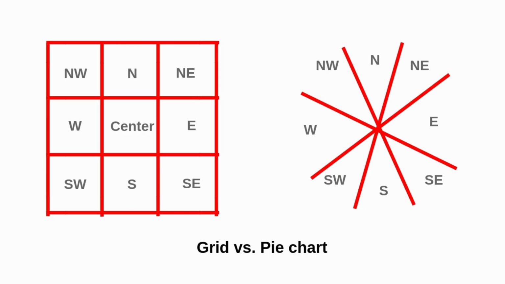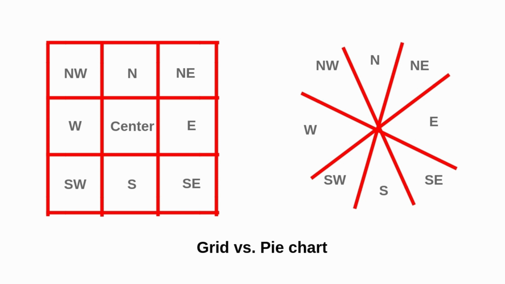The next question is the different ways to overlay on top of your floor plan. The most popular way is to divide the space into a grid of 9 squares. The second popular way is to divide it from the center radiating out like a pie chart. Either way is fine. I don't think there's a right or wrong way of doing it.